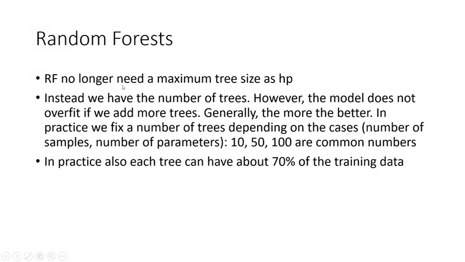So we no longer need a maximum tree size as a hyperparameter to tune. Instead, we have the number of trees, and the model does not overfit as we add more trees. Generally, the more the better. In practice, we fix the number of trees depending on the number of samples and the number of parameters. We commonly see 10, 50, or 100, sometimes 1,000. Of course, the more trees you add, the slower the algorithm becomes.